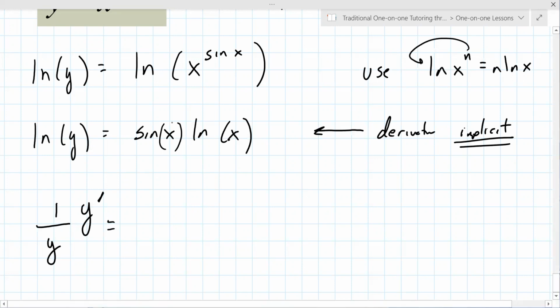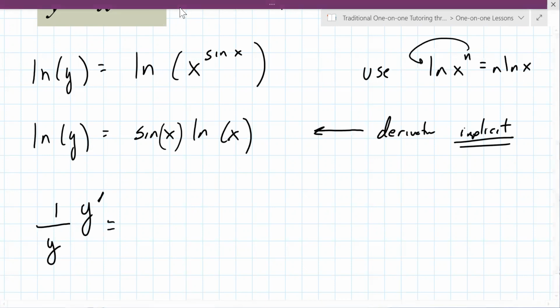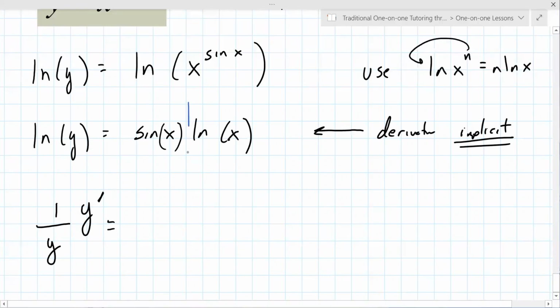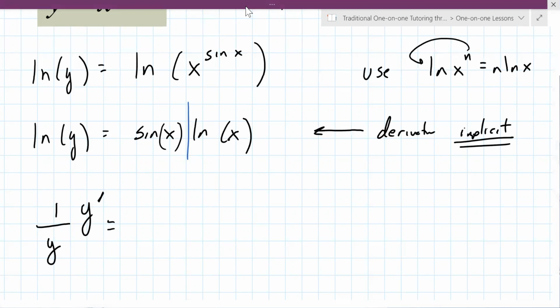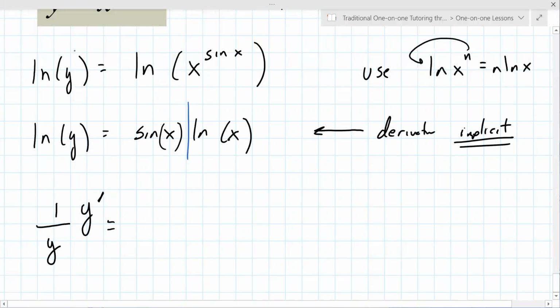Okay, now on the right, it's product rule. So give that a try on the right. Isn't it 1 over? Oh, but it's ln y. Never mind. Okay. So that's sine x plus x. Okay, sine x times 1 over x plus ln x times cosine x.